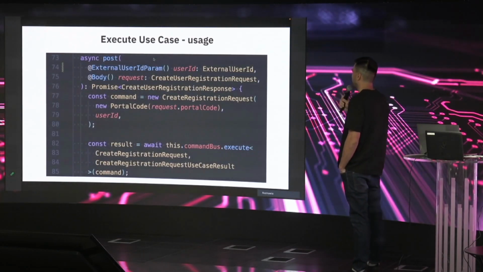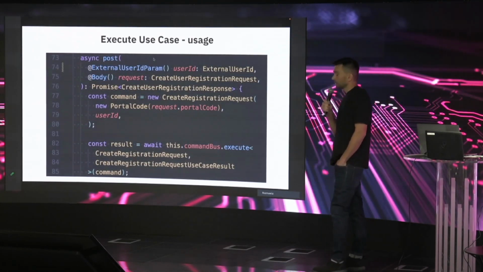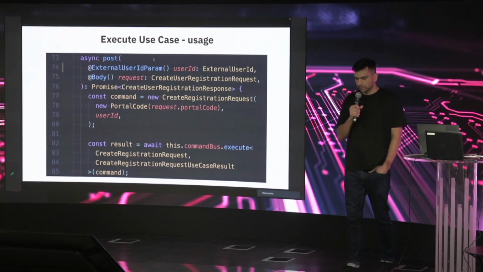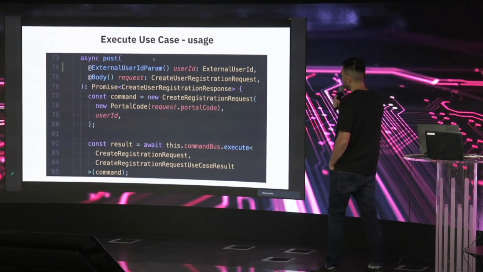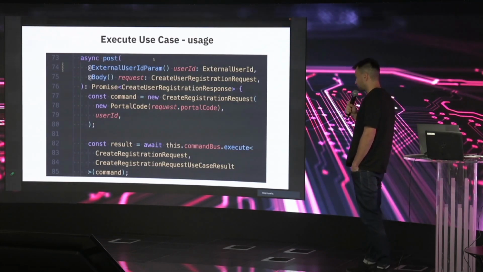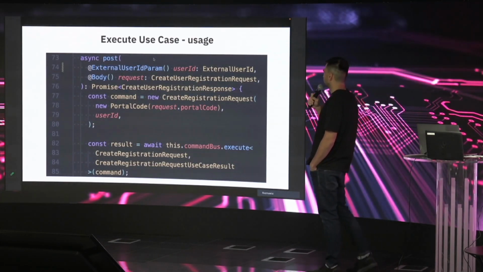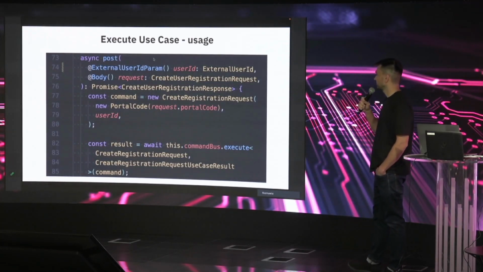This is one of the methods from our controller. By the way, in our infrastructure, we use Node.js. And this is a typical structure of a controller method. The controller method is called post. We accept two inputs, user ID and the request body. And we convert that input to either a command or a query. In this case, it's a command, line 77.